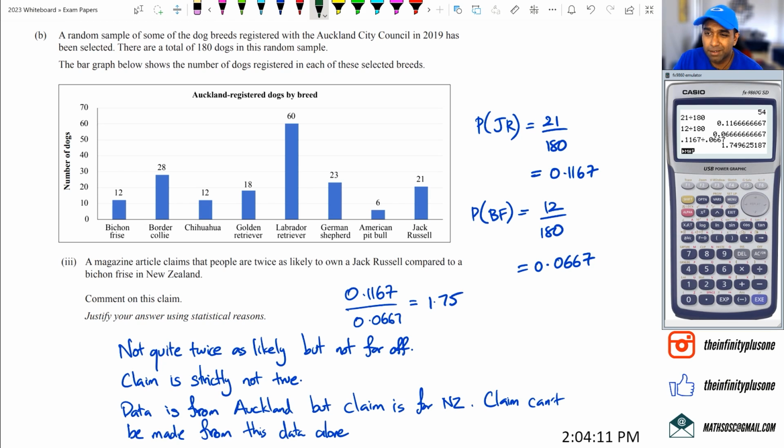So as you guys can see, we can't really say it's twice as likely, but it's actually not far off as well. So the claim is strictly not true. But the key important thing though is, remember that the data is actually from Auckland. But if you look at it, the claim is actually for dogs in New Zealand, and you can't really make this claim from Auckland's data, because it just doesn't make sense there. So that's something to keep in mind.